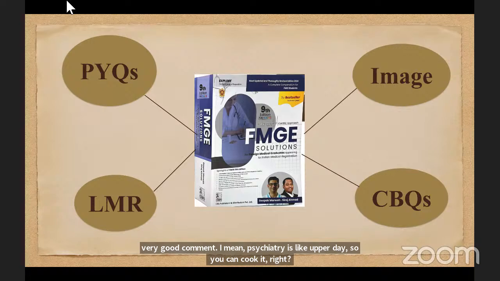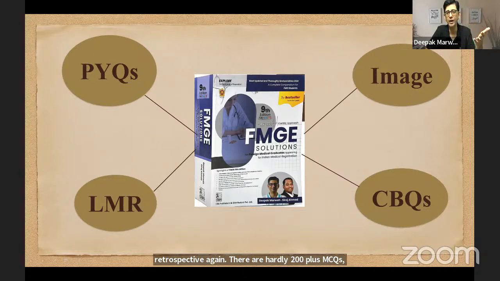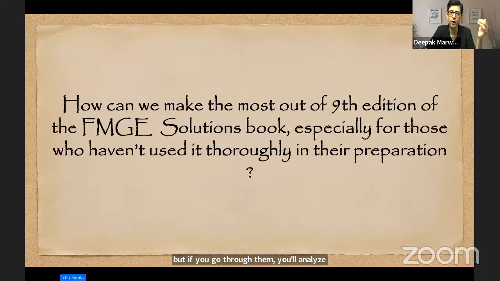But okay, fine, I'll continue. So as far as biochemistry is concerned, what I would suggest for you guys is go retrospective. Don't focus exclusively on carb metabolism. What you need to focus on is go retrospective again. There are hardly 200 plus MCQs, but if you go through them, you'll analyze. They love asking about nucleic acid metabolism. They love asking about protein metabolism.